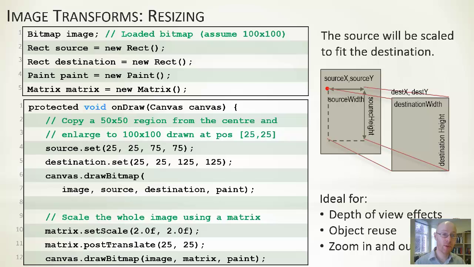Ideal for depth of view effects, so we got this in the previous one. Object reuse, that we don't, graphics, images are expensive in terms of memory. If we can reuse the images, this is good. And we can also use it for special effects for zooming things in and out, as some examples of its use. Next one we want to have a look at is the whole notion of rotation.